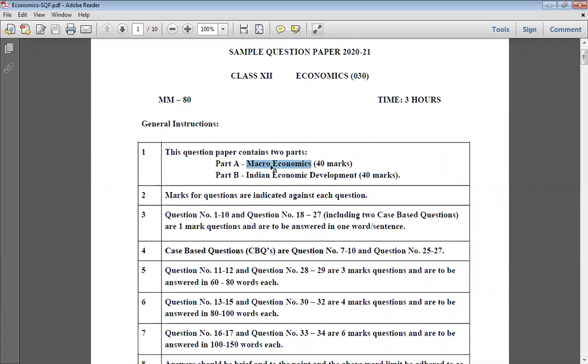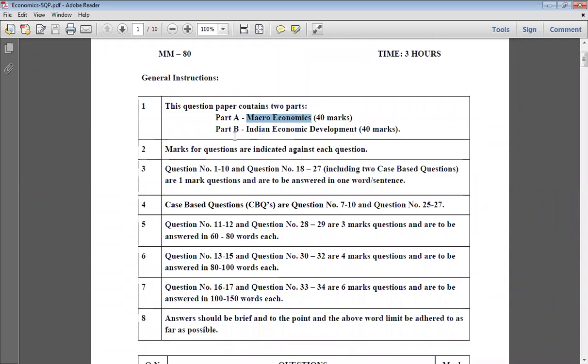We will be studying everything as aggregate demand. Previously, we studied demand and supply, but here we will be discussing aggregate demand and aggregate supply, and how to calculate national income. These are all the concepts. I'm showing you this just so you will get some idea.